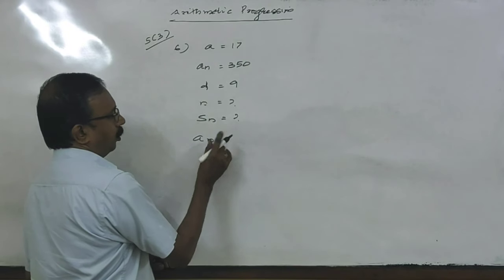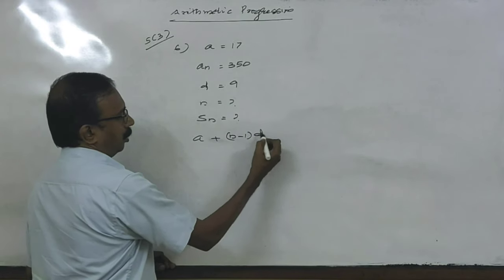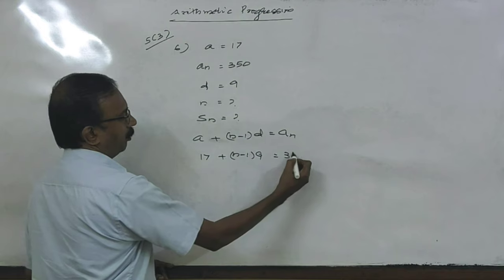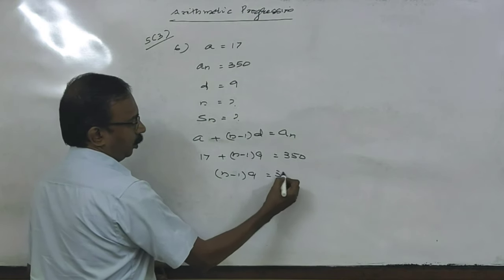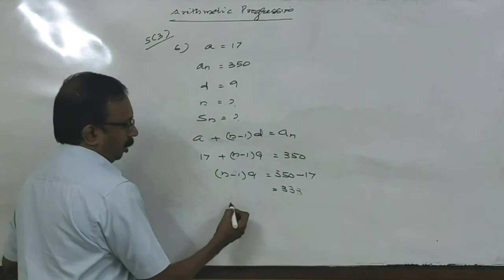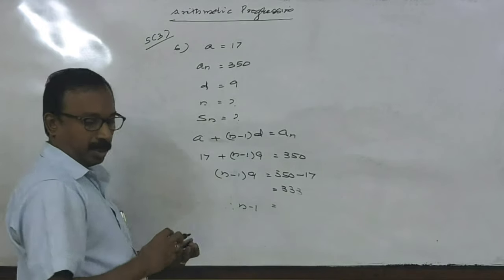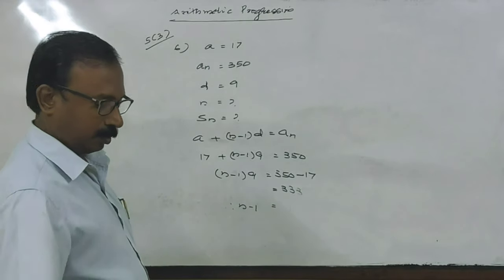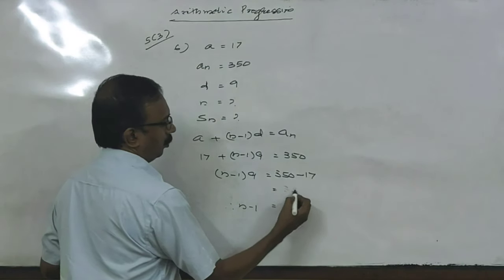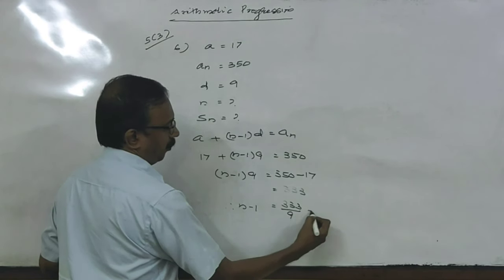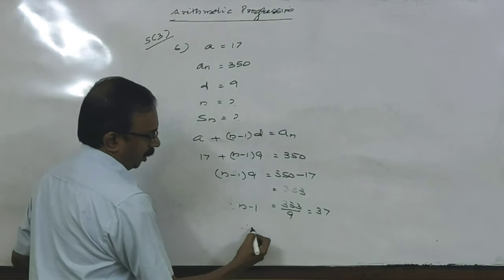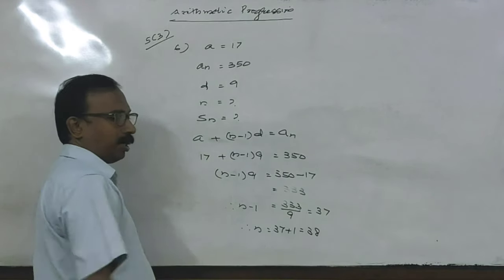an is equal to a plus n minus 1 into d. Here a is 17, plus n minus 1 into d, which is 9, is equal to 350. n minus 1 into 9 is equal to 350 minus 17, that is 333. Therefore, n minus 1 is equal to 333 divided by 9, that is 37. Therefore, n is equal to 37 plus 1, 38. The value of n is 38.